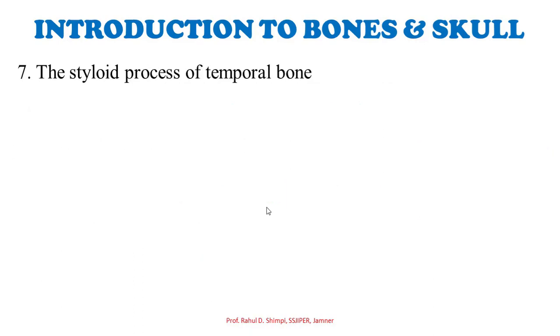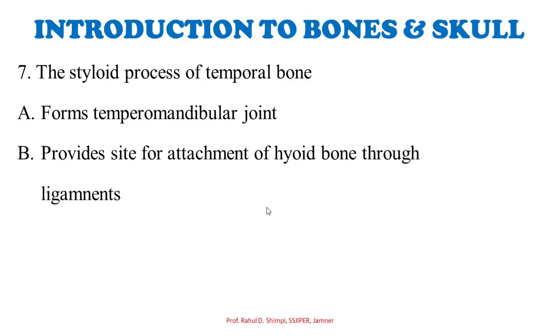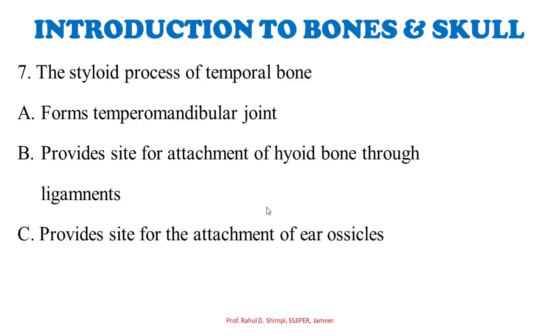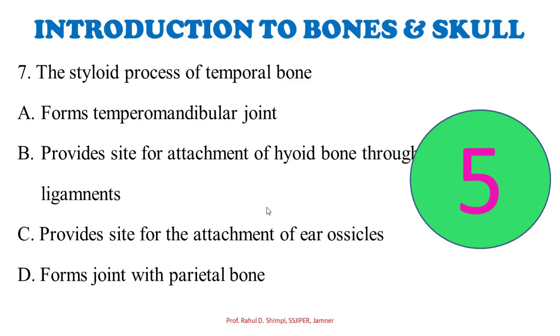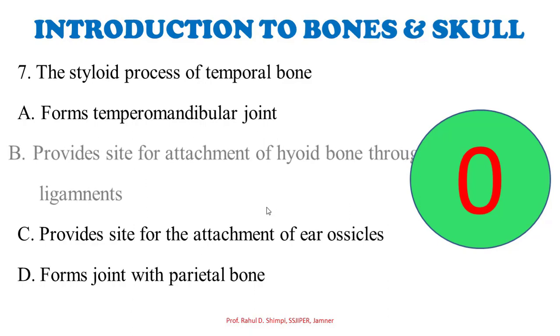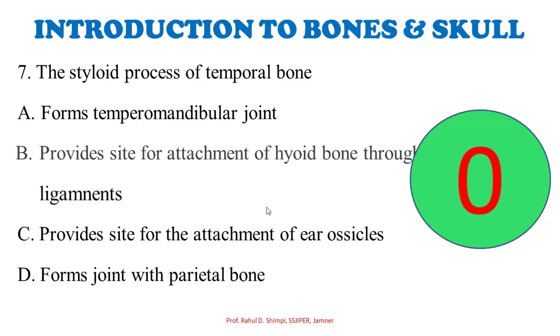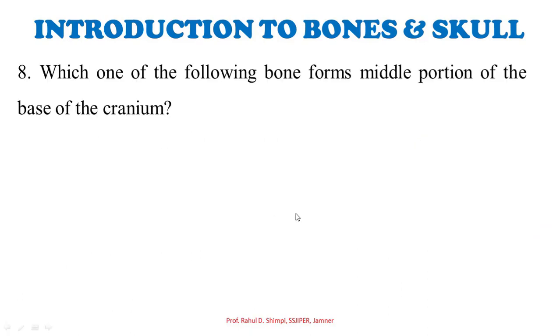Next question. The styloid process of temporal bone: A. Forms temporomandibular joint. B. Provides site for the attachment of hyoid bone through ligaments. C. Provides site for the attachment of ear ossicles. And D. Form joint with the parietal bone. Think for a while to solve this question. So friends, correct answer is the styloid process of the temporal bone provides the site for the attachment of hyoid bone through the ligaments.